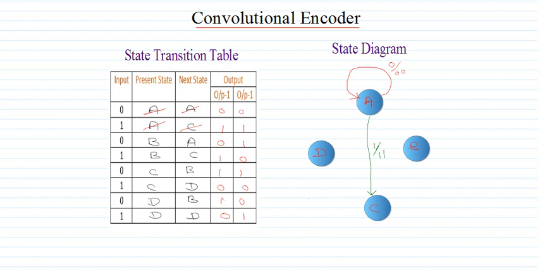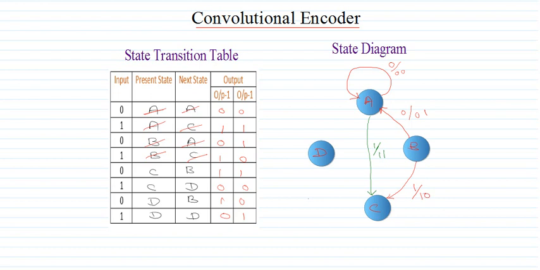Now from state A we have completed both the combinations. When it is 0 it is looping back, when it is 1 it is going to the state C. Now similarly from state B we can see. From state B we are moving to state A with an input of 0 and an output of 0 1. Similarly, when we are in state B we are moving to state C. So state B to state C with an input of 1 and an output of 1 0.